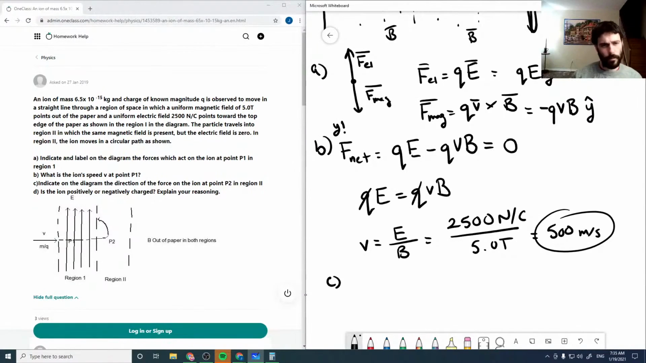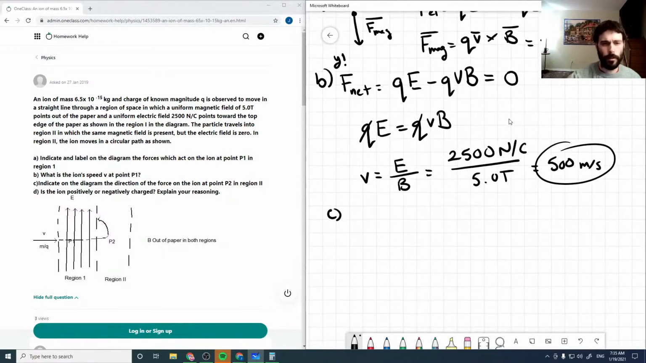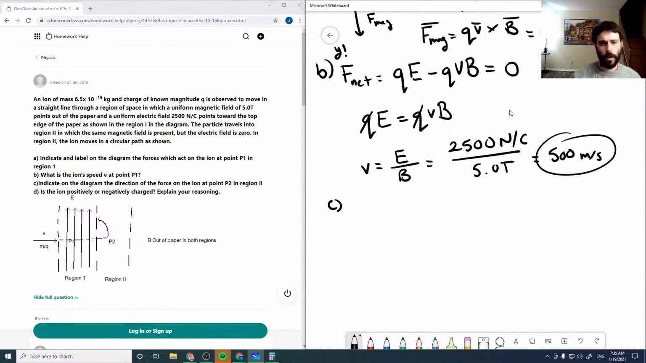C, indicate on the diagram at point P2 in region 2 the direction of the force. So I kind of already did this, but if we're entering into circular motion, then we know that the force has to be towards the center of the motion.